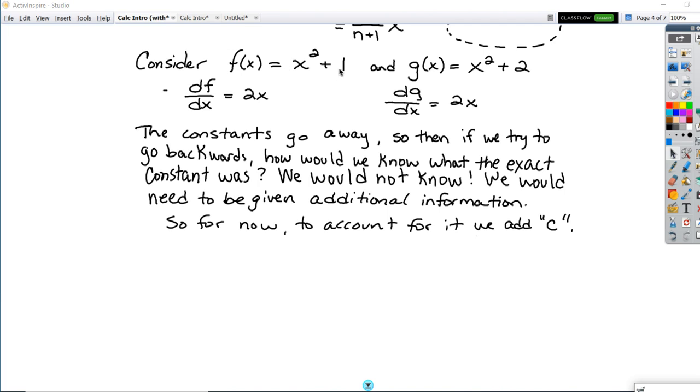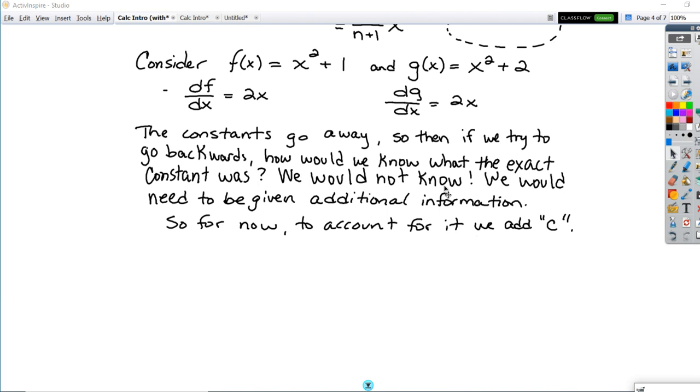But I wouldn't be able to tell you if it's a plus 1, a plus 2, a plus 0. I wouldn't be able to tell you. There's not enough information. You actually need to be told. And there's no other way of determining that. You have to be told. These are called initial conditions. You have to be told what that constant is, or else you don't definitively know the function.